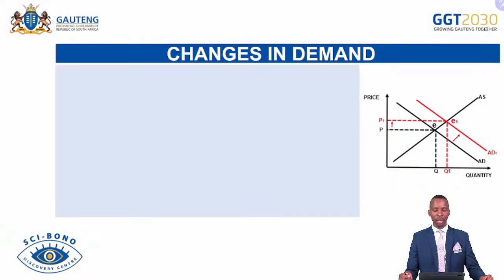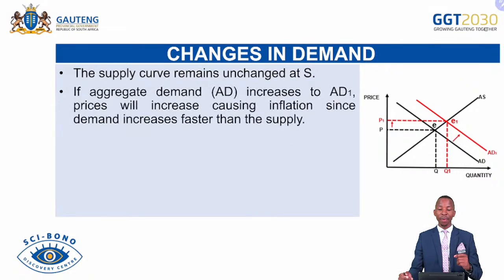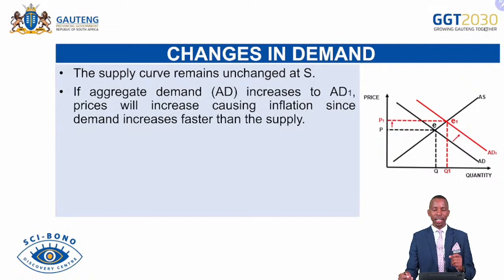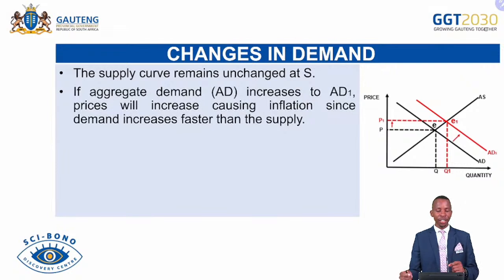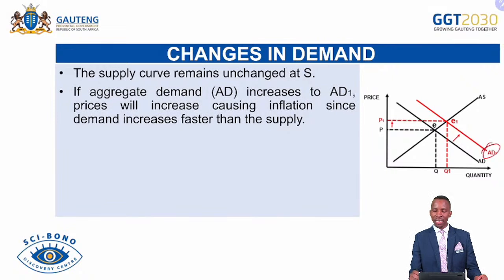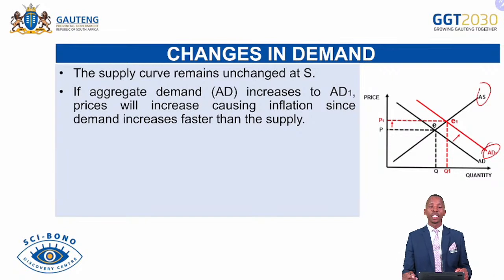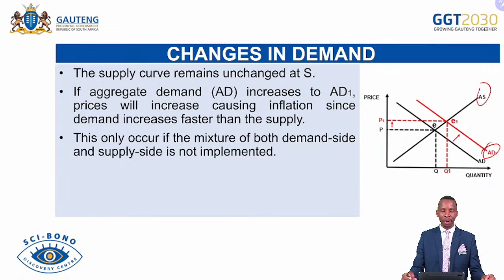And then we continue with the graph explanation. The supply constraints remain unchanged since supply remains at AS. So it doesn't change. So the supply remains constant. If actually demand AD increased to AD1, price will be increasing, causing the inflation effect. Since demand increases faster than the supply, we can see the demand is AD1 now, but the supply remains constant at AS. So this is causing an inflationary effect because the demand is increasing more than the supply. This only happens if the mixture of both demand side and supply side is not implemented simultaneously.